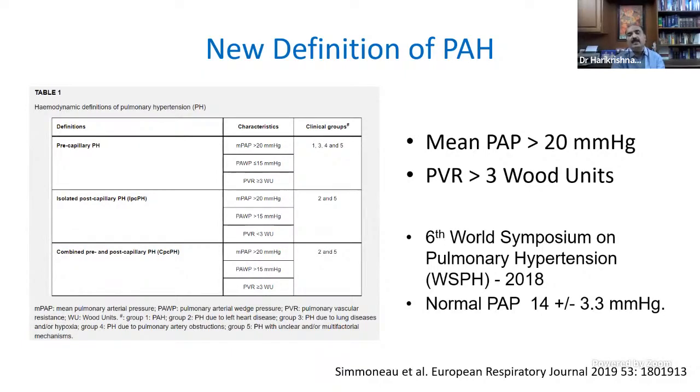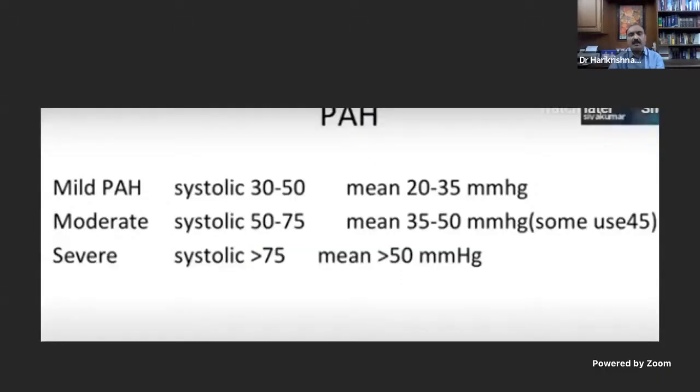That is the criteria. The 1973 pulmonary hypertension symposium gave that value of more than 25. But subsequently, many studies showed that it is not correct. That is why it was corrected to mean PA pressure more than 20. So this issue you should know. Now, some differences of terminology are there for mild, moderate, and severe. When it is 20 to 35, people say it is mild, 35 to 50 moderate, and more than 50 is termed as severe pulmonary arterial hypertension.